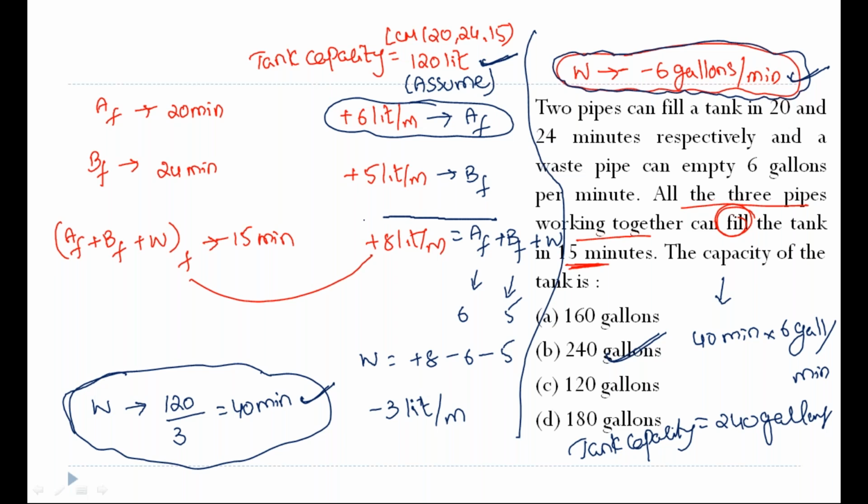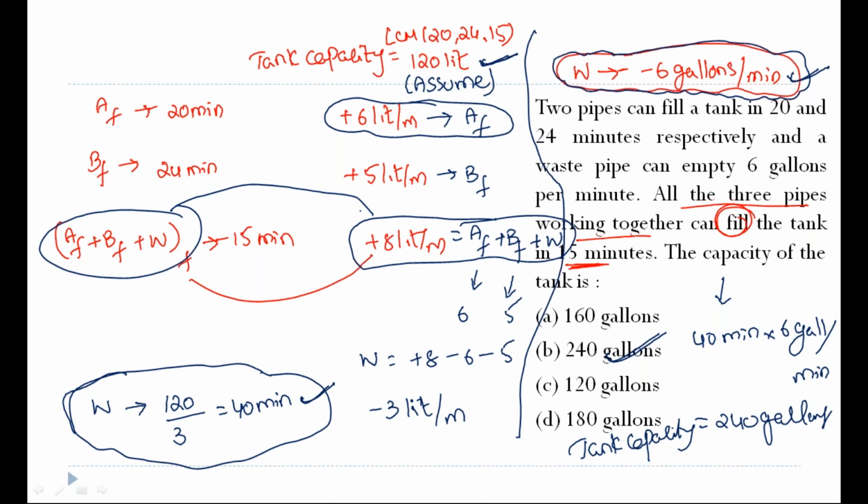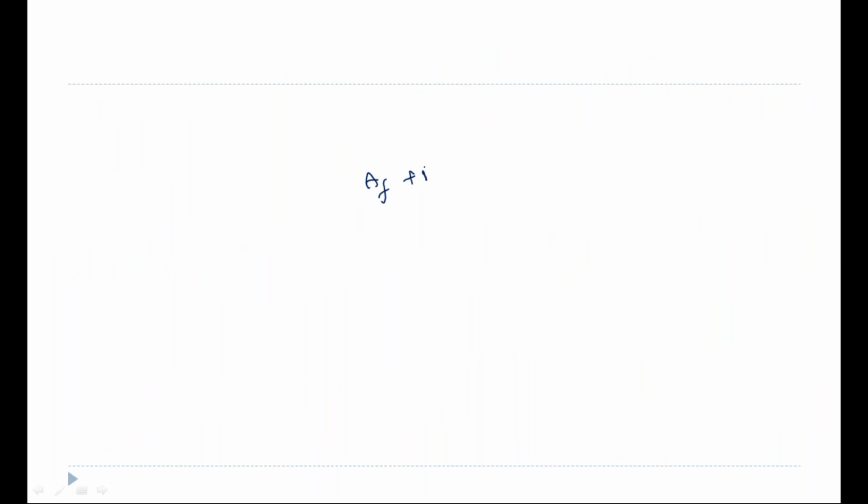What is this equation, my dear friend? Okay, this 8 liters per minute is A filling plus B filling plus the waste pipe, right? Yes, sir. So A filling plus B filling plus waste pipe, all together, is 8 liters per minute.